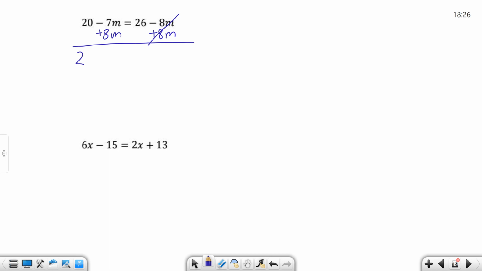So if I do that, that's going to be 20, bring that 20 down, minus 7m plus 8m is plus m. If they're one apart and you move the smaller one, you always end up with regular old m or regular old x or regular old p or w or whatever. That's why it saves you a step. You don't have to divide by a coefficient. You can move something else if you want to, but this is the most efficient way to solve this. 20 plus m equals 26.